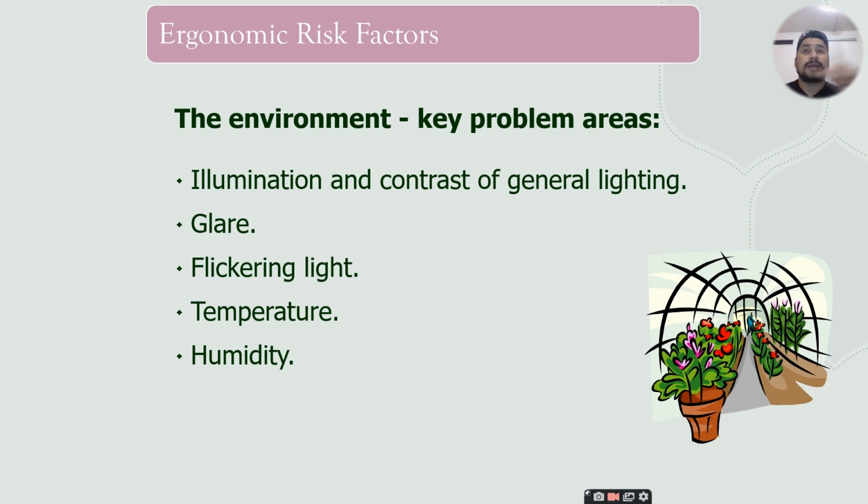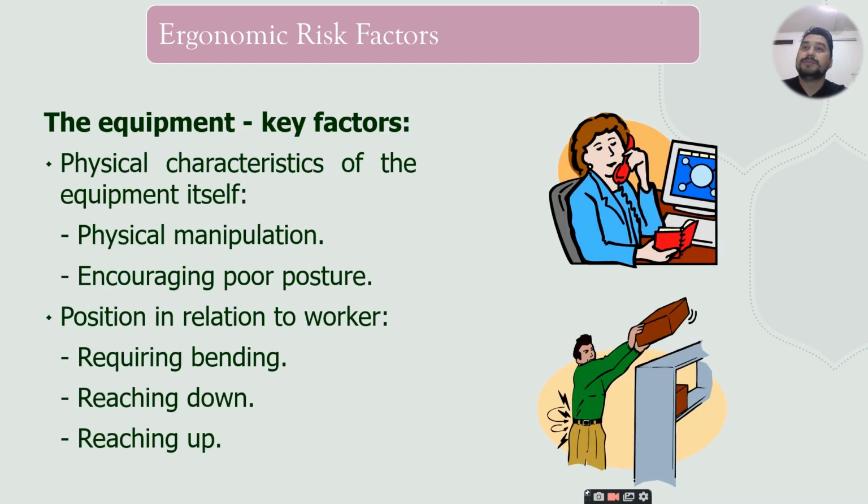Flickering light, and temperature. The area temperature where people work also needs to be maintained, because temperature will affect the person's working capacity. They will be under mental stress, the body will go under pressure, and their work rate will go down if the temperature is very high. And the humidity also, because of temperature and humidity, people will start to lose water from their body and sweat excessively. That will cause fatigue, and certain other heat-related problems will come up. So temperature and humidity should be maintained.